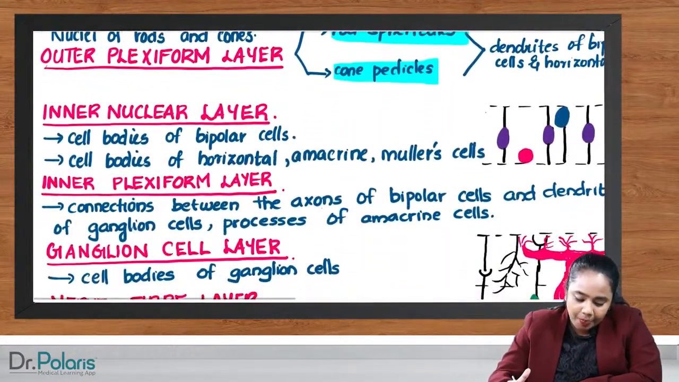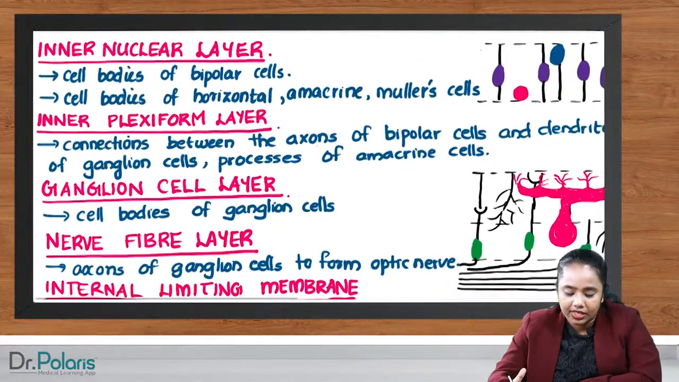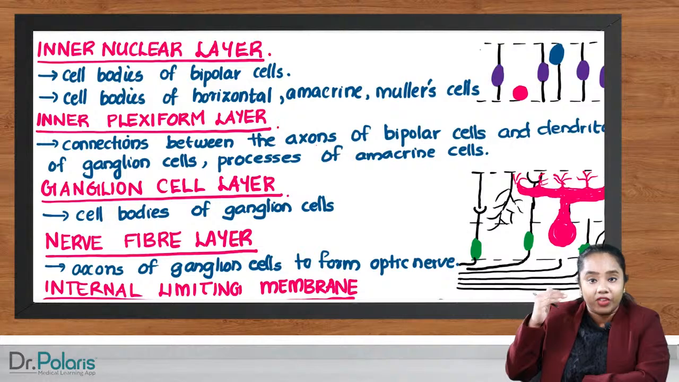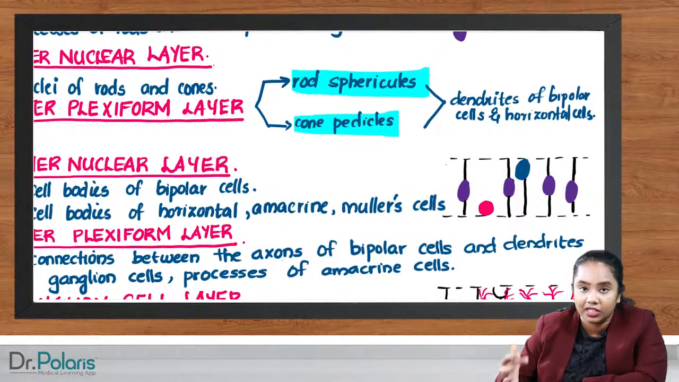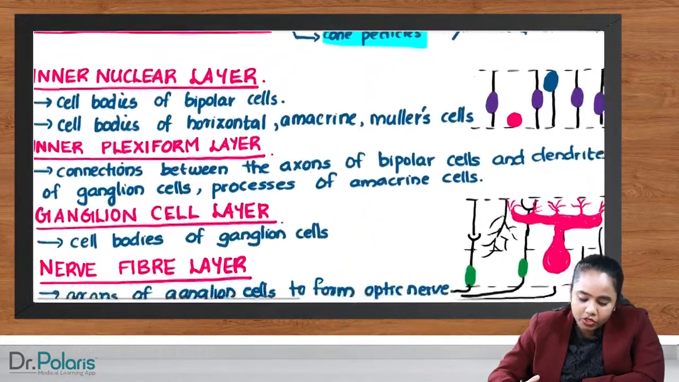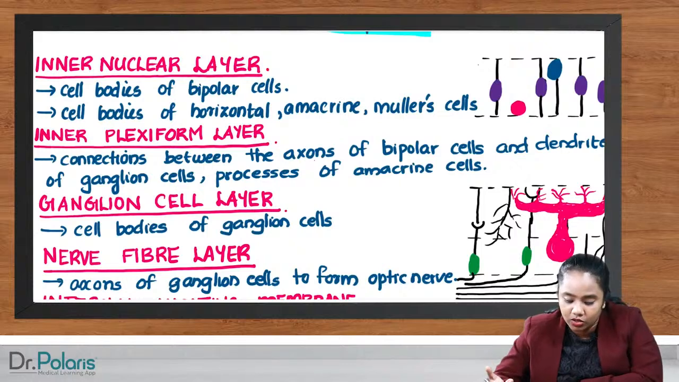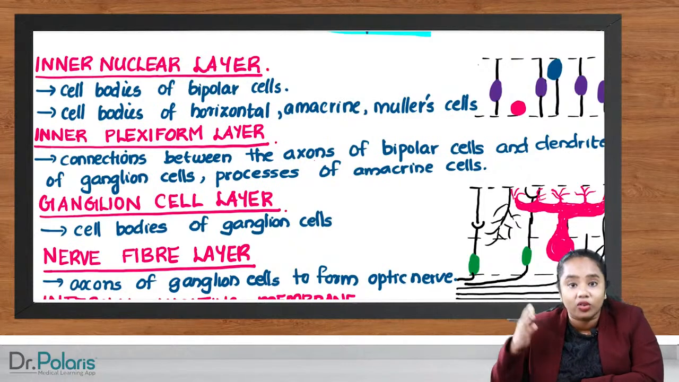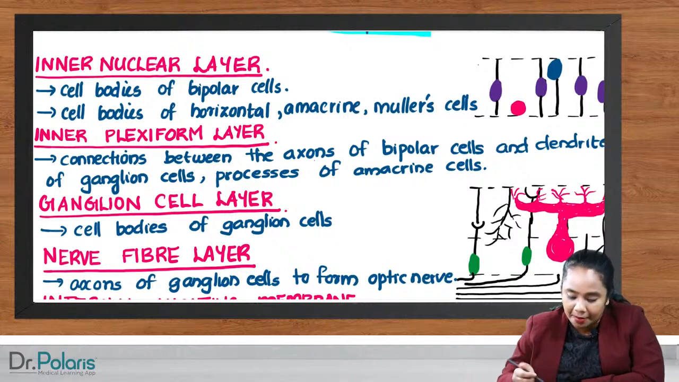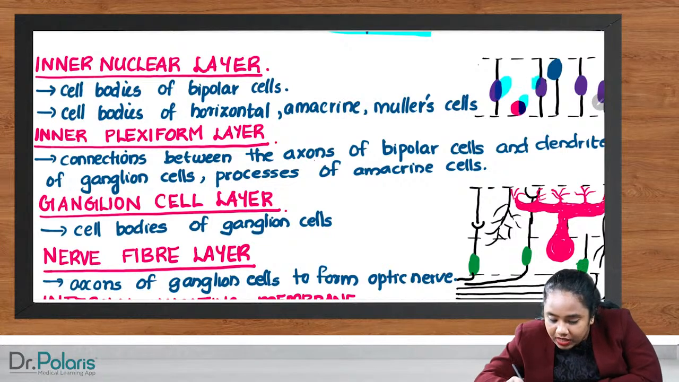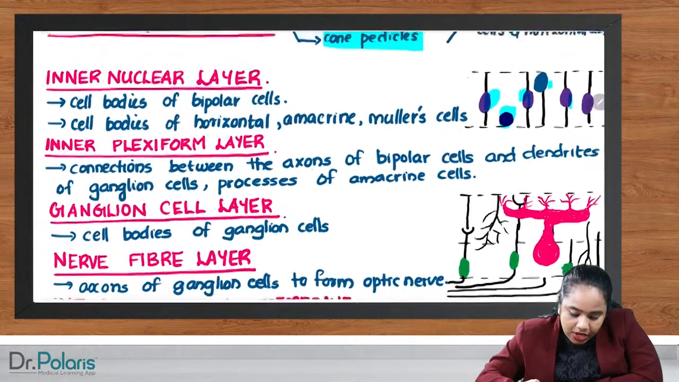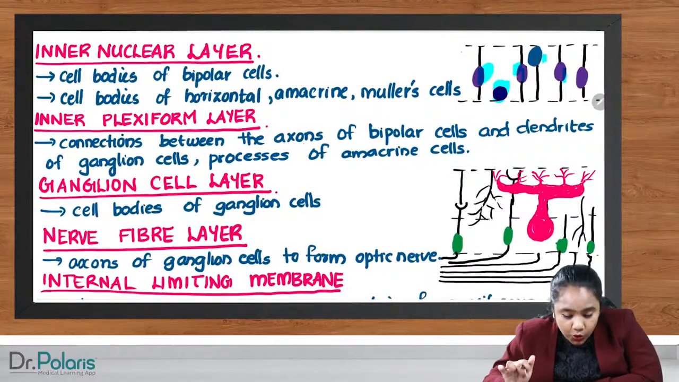The next one is the inner nuclear layer. I already told you the rods and cones meet the bipolar cells and horizontal cells in the plexiform layer. Now, what happens to the cell bodies of these bipolar cells, horizontal cells and others? The cell bodies of the bipolar cells, horizontal cells, amacrine cells and Muller cells are all present in the inner nuclear layer. You can see there are multiple cell bodies. These are amacrine cells, these are bipolar cells, where the cell bodies will be present. These cell bodies are seen in the inner nuclear layer.